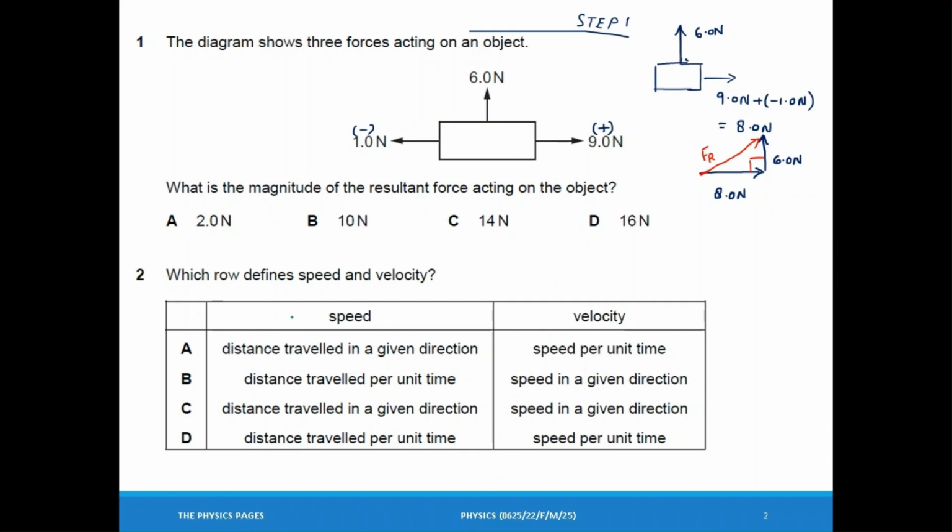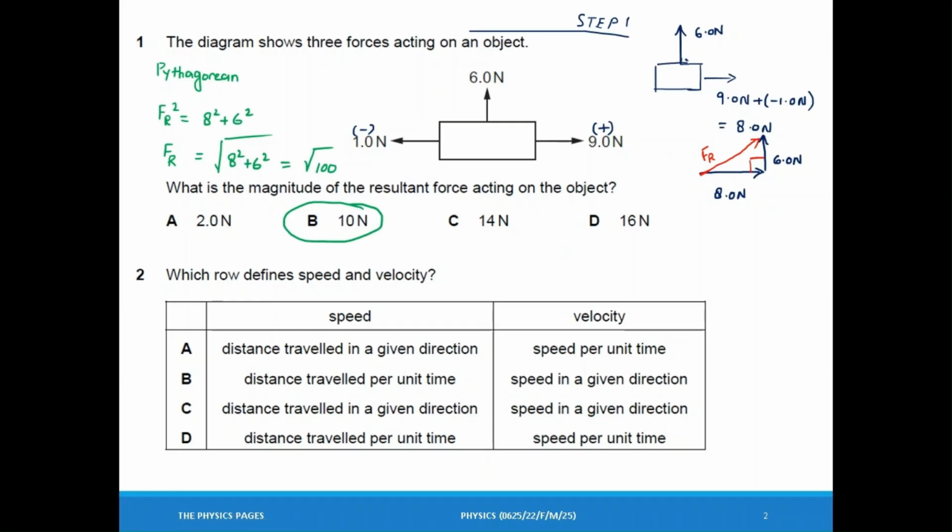For every right triangle we use Pythagoras. According to the Pythagorean rule, hypotenuse squared is equal to adjacent squared plus opposite squared. So this FR, the hypotenuse squared, is equal to 8 squared plus 6 squared. If I remove the square by applying square root, I get FR equals square root of 8 squared plus 6 squared. It becomes 64 plus 36, which is 100, and the square root of 100 gives me 10 Newton.